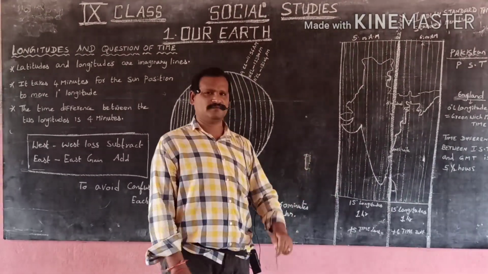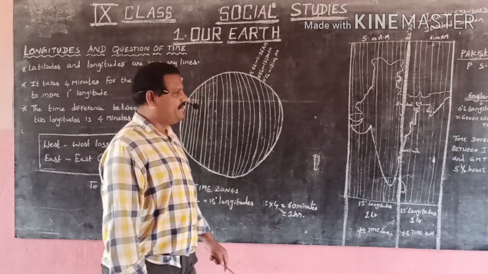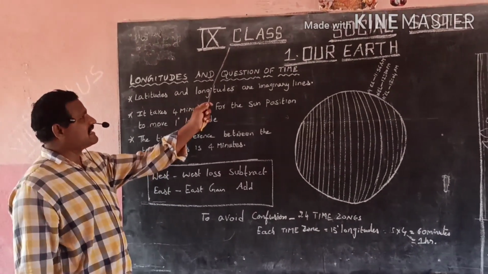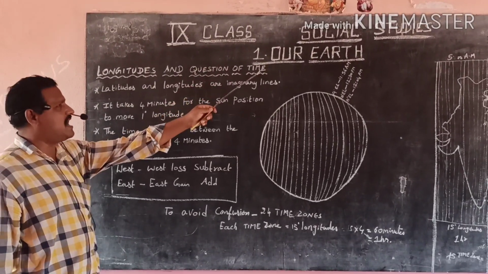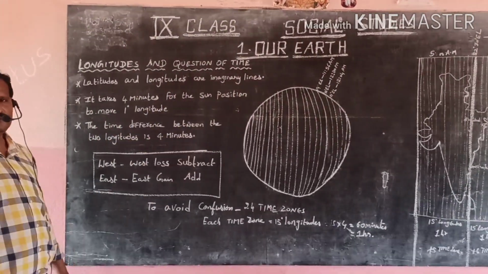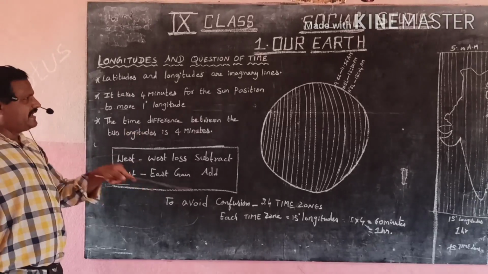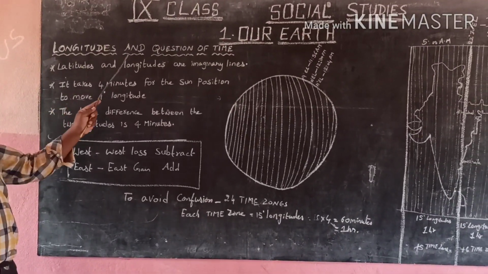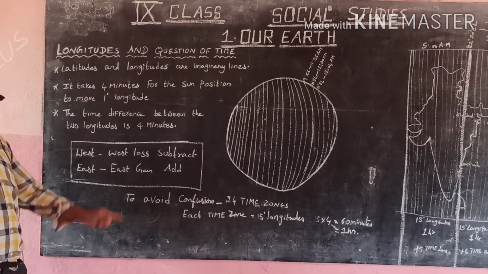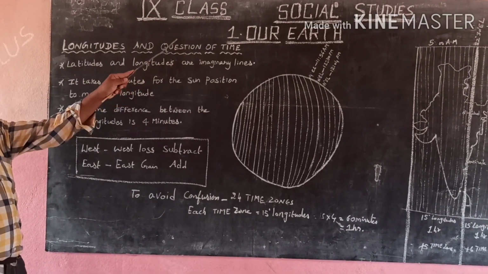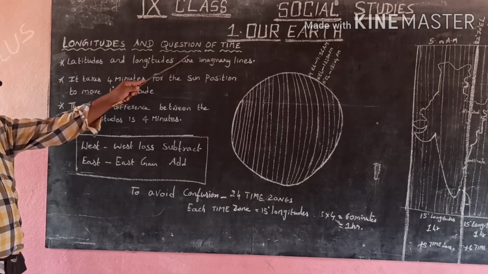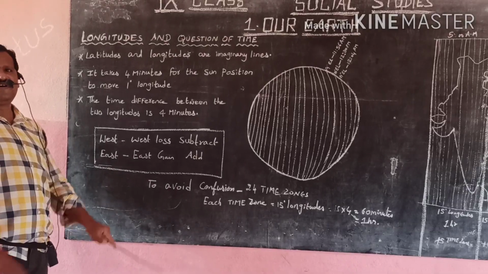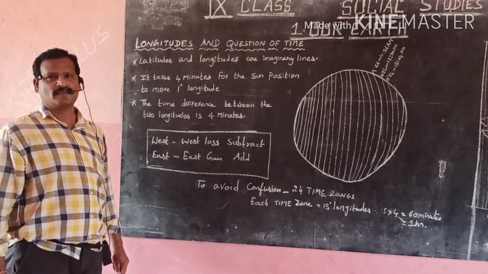Children, so far we discussed the topics in the 9th class, first lesson, social studies, called Our Earth. Today in this class we discussed the last topic, longitudes and time. This topic is the last topic in the first lesson, so by discussing this topic today, the first lesson came to an end.